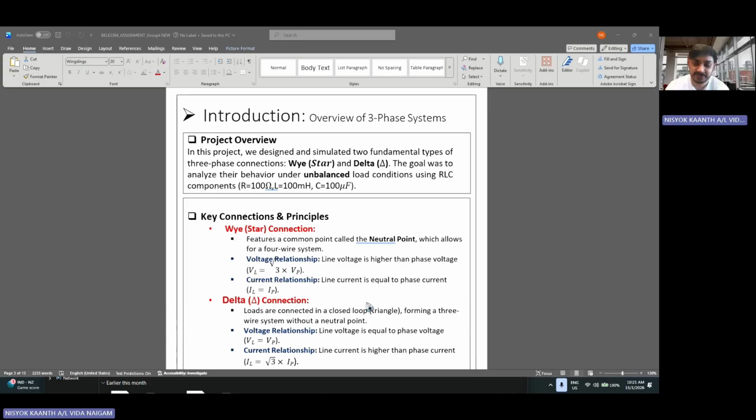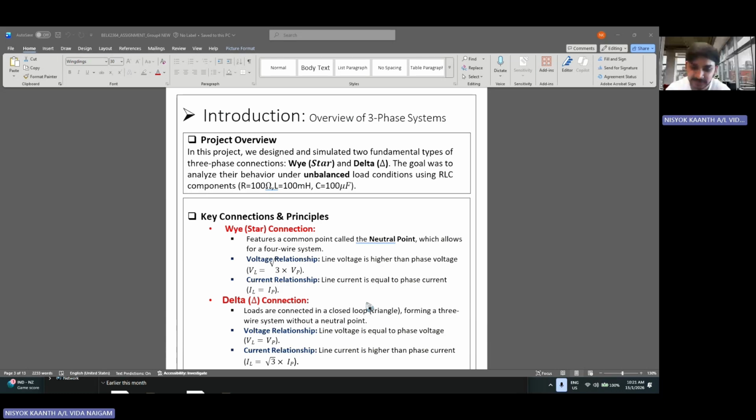In a Y or star connection, all three phases are connected to a common point. This creates a four-wire system. Because of the configuration, the phase voltage is lower than the line voltage. The relationship is given by V line equals square root of 3 V phase. The line current is equal to the phase current. So this makes the Y connection suitable for distribution systems, especially when unbalanced loads are present.